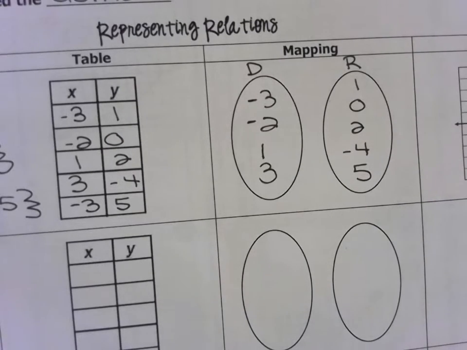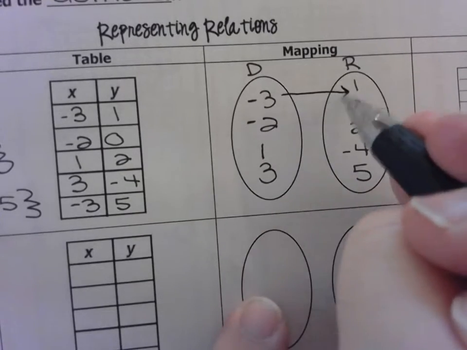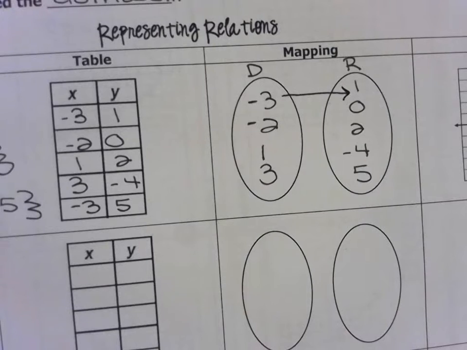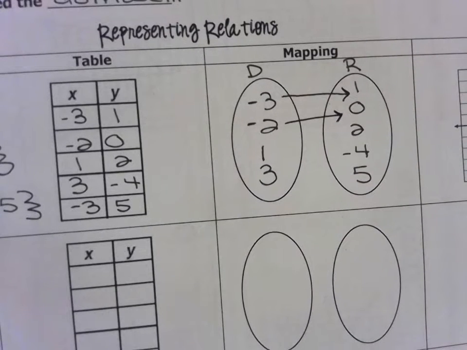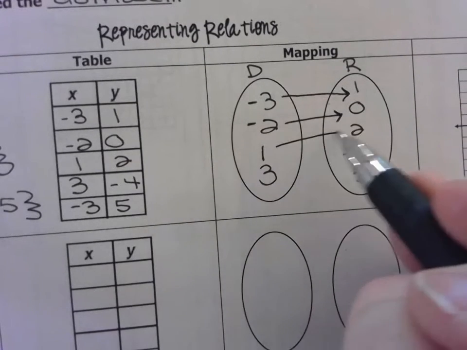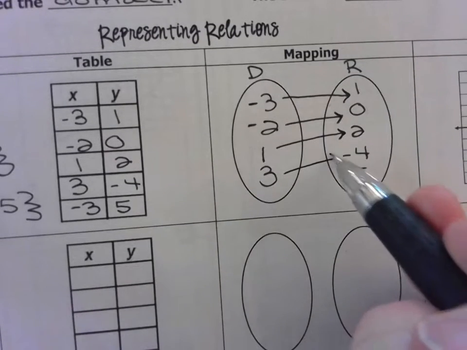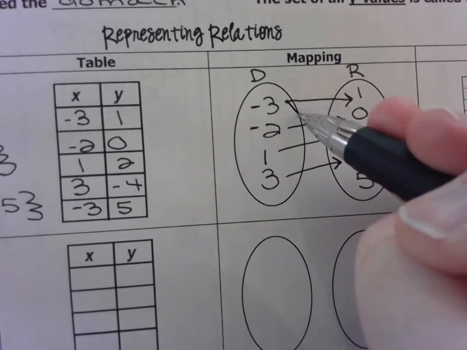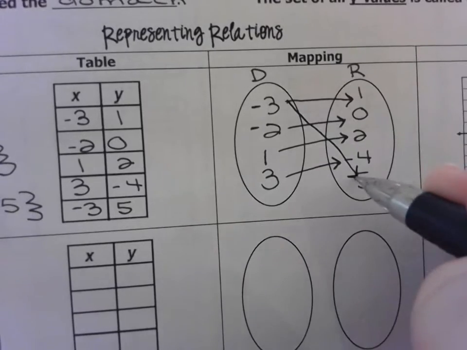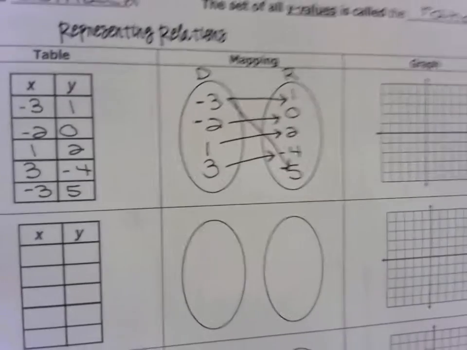And then I draw arrows to the two that go together. -3 goes with 1. That's the ordered pair. So the first ordered pair is -3, 1. So I draw an arrow. What's the next ordered pair? -2, 0. So I draw an arrow. Next one is 1, 2. So I draw an arrow. The next one is 3, -4. So I draw an arrow. And then the next one is -3, 5. So I'm going to have another arrow coming from -3 to 5. So if it repeats, you're just going to have two arrows coming from it.